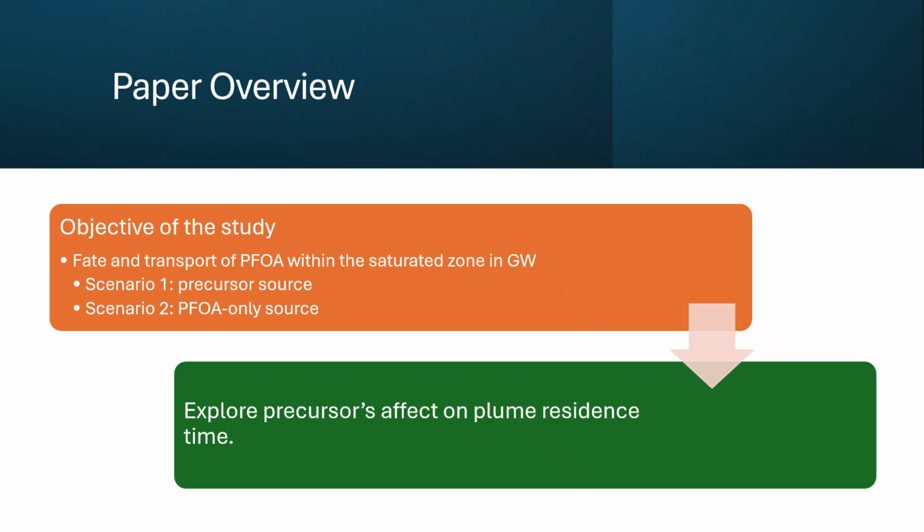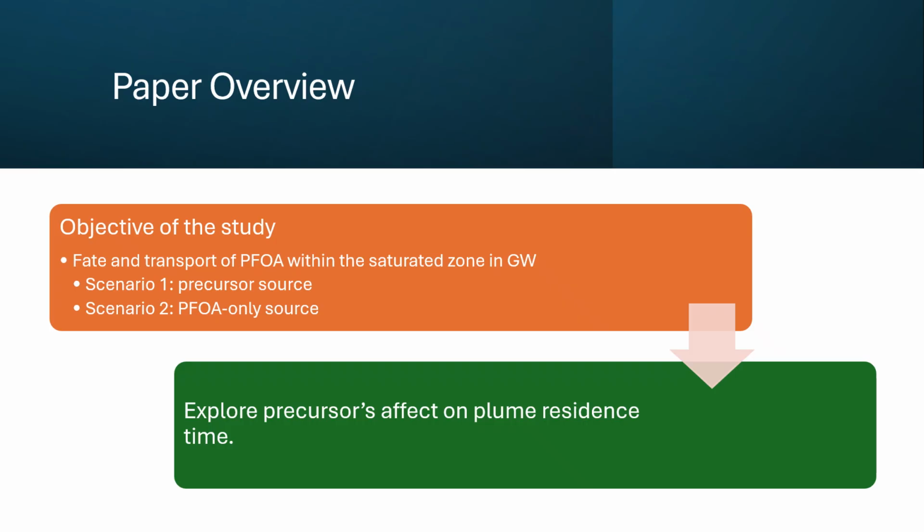The objective of this study was to use numerical modeling to model the fate and transport plumes of PFOA within the saturated zone in groundwater. The two different scenarios used in the article for modeling: scenario 1 was to use a precursor source. This means that there is a compound that produces PFOA as a result of the source being metabolized or broken down.